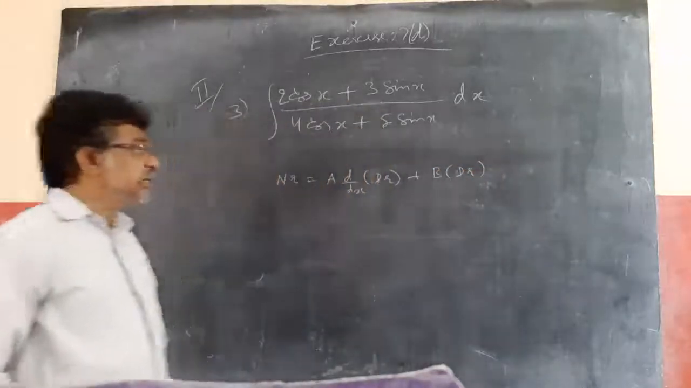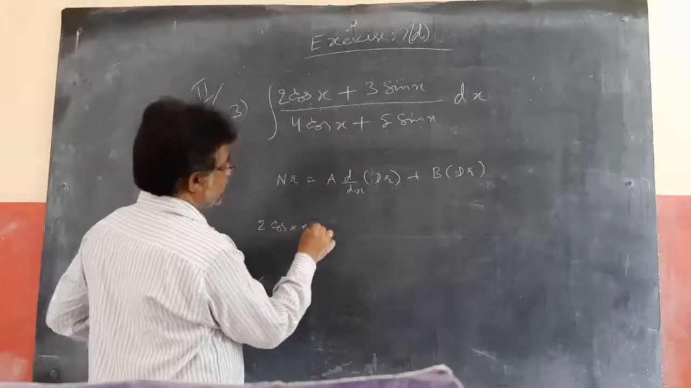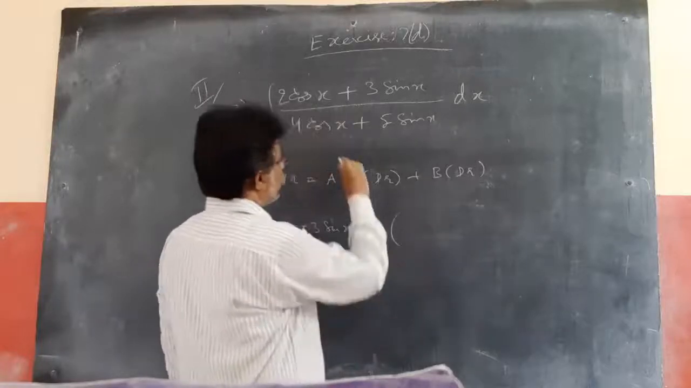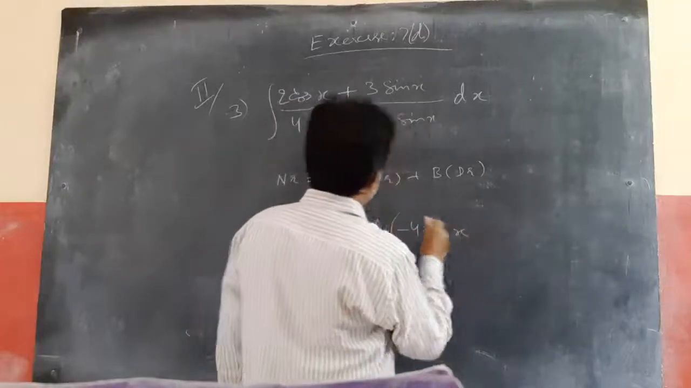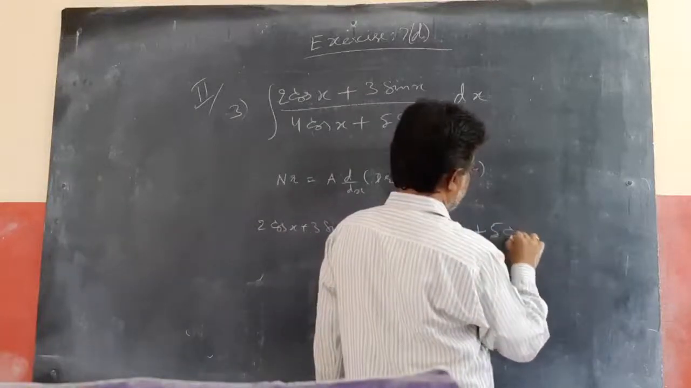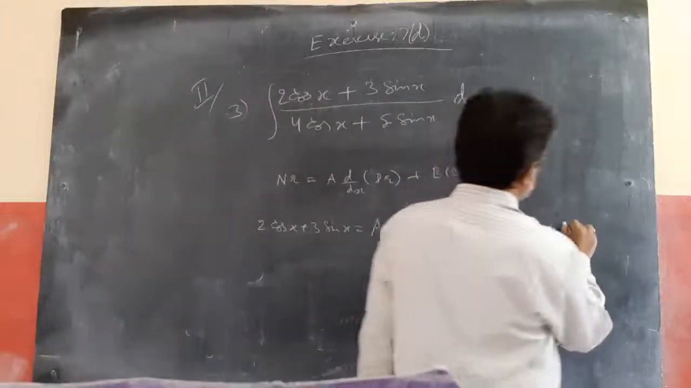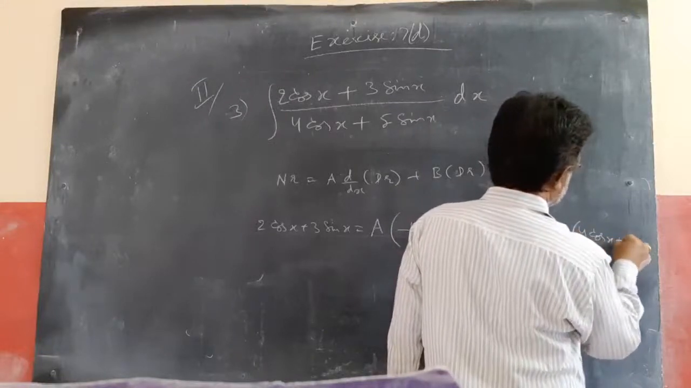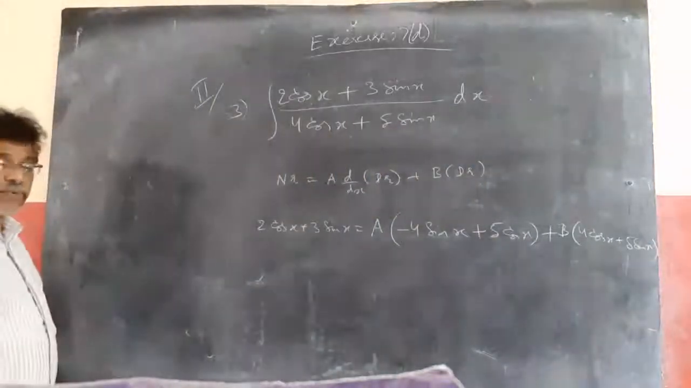So using this concept, what can you write first? The numerator 2 cos x plus 3 sin x equals a into the derivative of the denominator. The derivative of 4 cos x is minus 4 sin x, and the derivative of 5 sin x is 5 cos x, plus b into the denominator as is, b into (4 cos x plus 5 sin x).